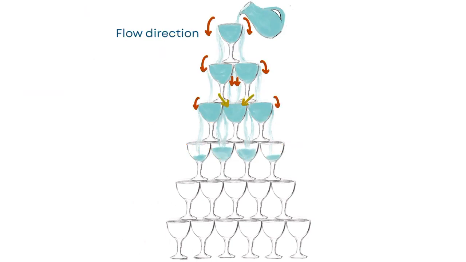We cannot calculate a glass's water level directly. Why? Because every glass depends on the overflow from the ones above it. We must simulate the flow level by level from top to bottom.